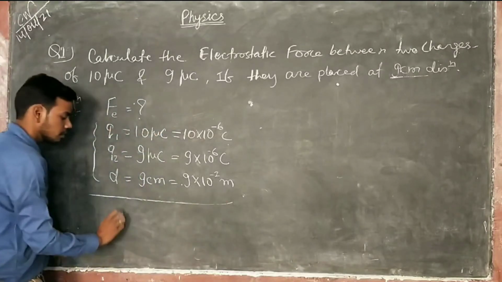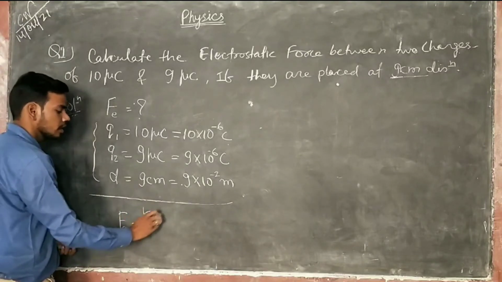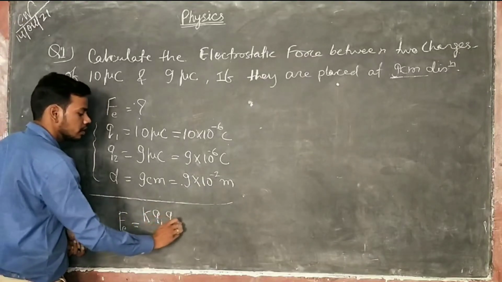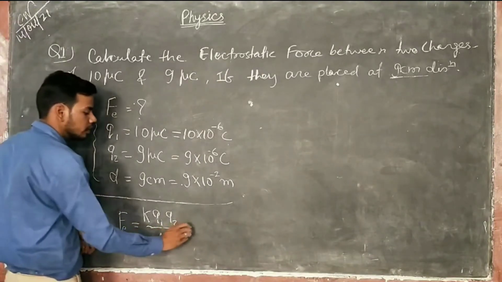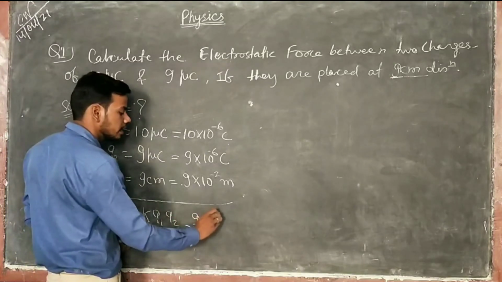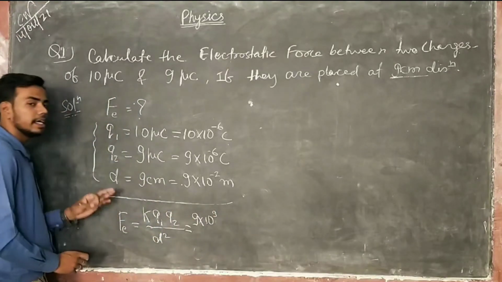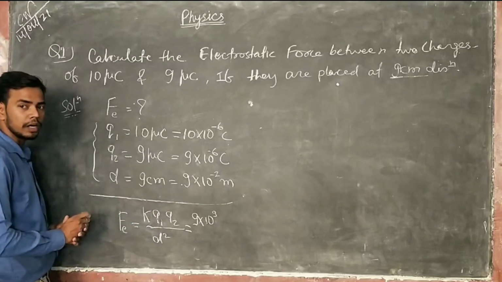We can use the formula: electrostatic force Fe is equal to K Q1 Q2 upon d square, and we put the value of K as 9 into 10 to the power 9, because we know K is the electrostatic constant, and its value is 9 into 10 to the power 9.